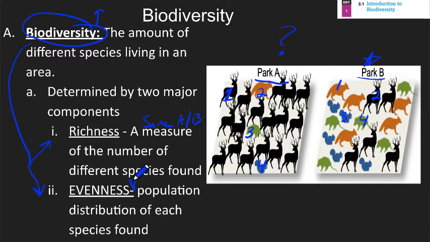This is really important here. Evenness is the population distribution of the species found. Now, that's critical. There's only one of these raccoons, one of these possums, one of these squirrels here, and the rest are all deer. So this is mostly a population of deer versus Park B, which is much more evenly split up. We have our 5 squirrels, our 5 deer, our 5 raccoons, our 5 possums. So because of the evenness, the biodiversity is much greater in Park B.